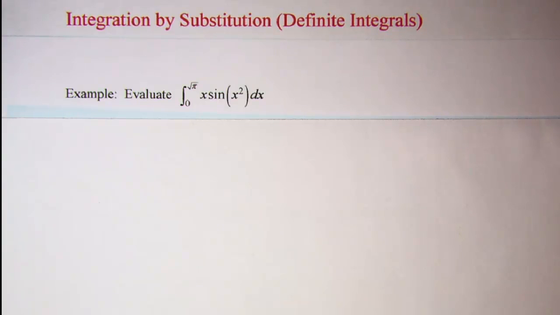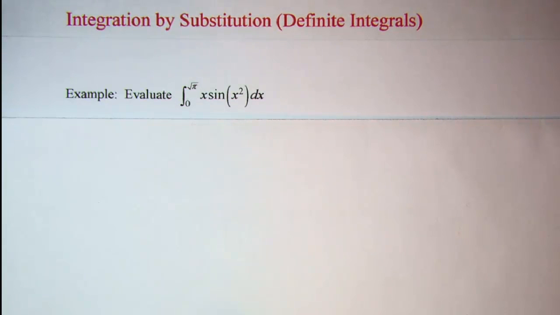In this video, we'll be looking at another integration by substitution problem involving definite integrals. The example that we'll be doing is the integral from 0 to square root of pi of x times the sine of x squared dx.